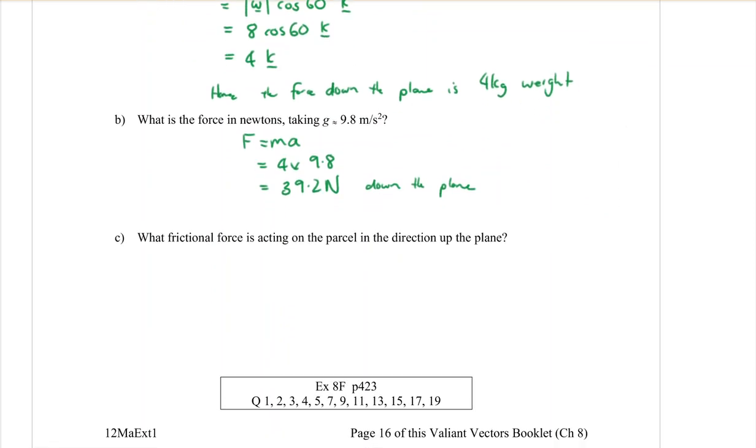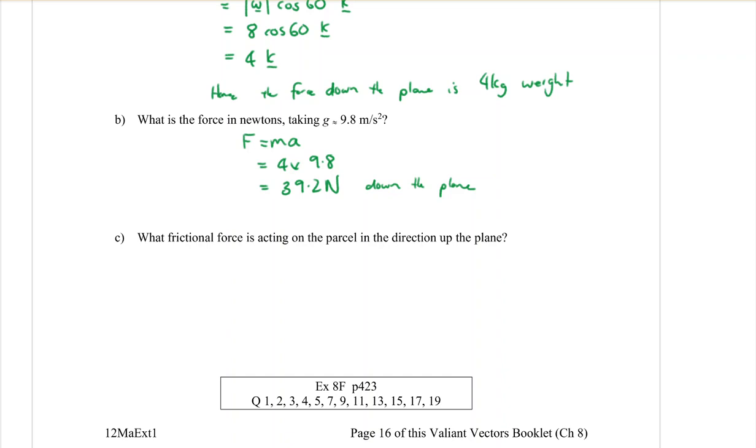So, part C, or should be part D. What frictional force is acting on the parcel in the direction up the plane? Remember at the very beginning we said that that parcel is resting on the plane, and although gravity and the resulting force means that we had that 4 kilogram weight equivalent going down the plane, something was still stopping it, which is the frictional force. If the parcel is stopped, it means the frictional force has to be equal to that force down the plane.